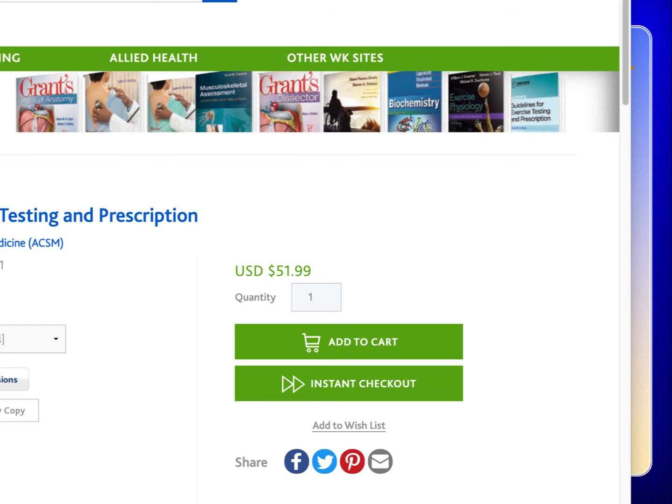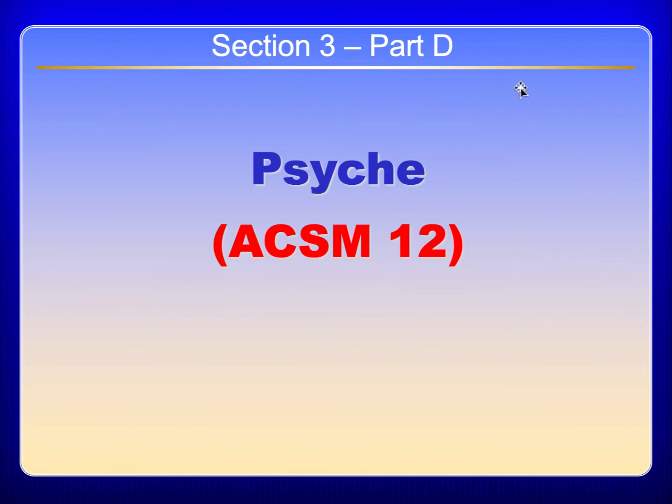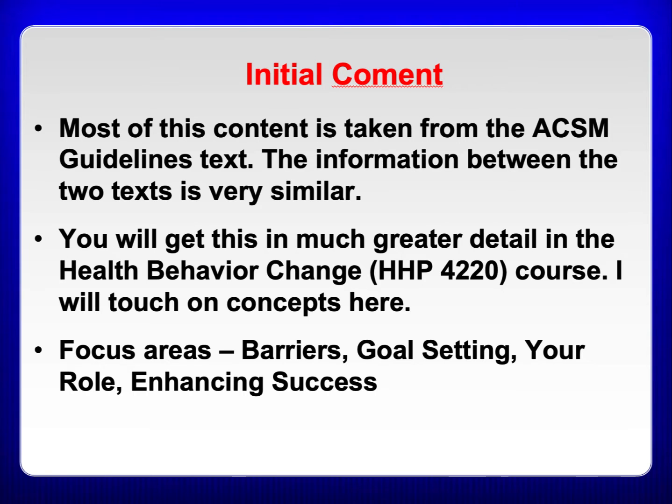Okay. Part 3, Section D, psychological aspects associated with exercise prescription. So some initial comments. Most of the content is taken from the ACSM guidelines. You will get more of this information in the health behavior change course. So this is really just providing you with a little bit of basic information as it relates to exercise prescription. But it's either a review or an introduction to the material, and then you'll get more in a future course. And then focus areas: barriers, goal setting, your role, and enhancing success.